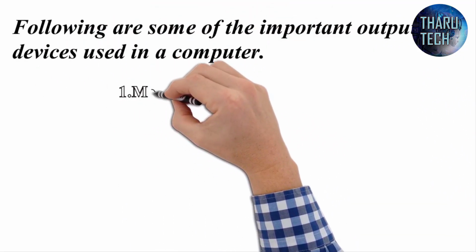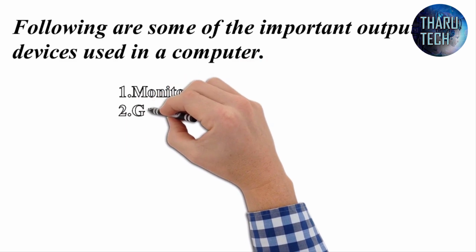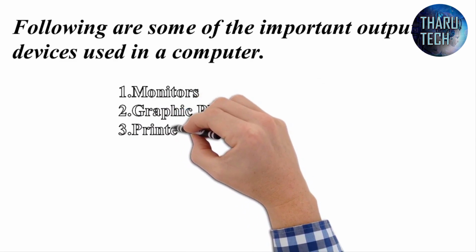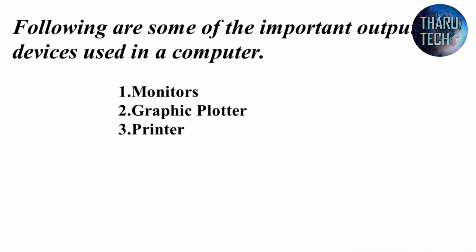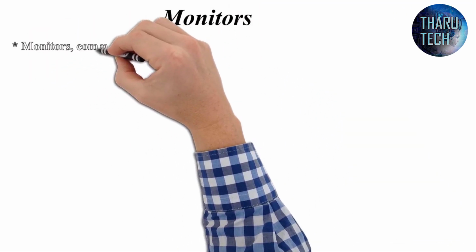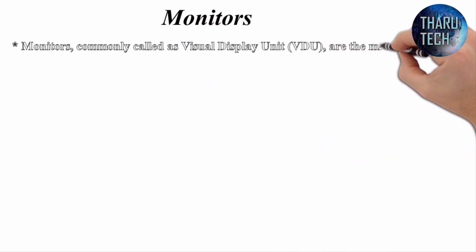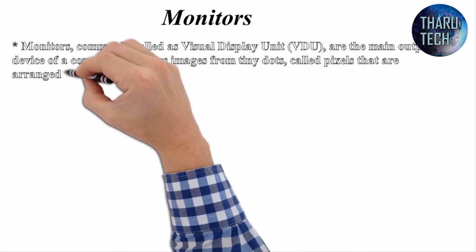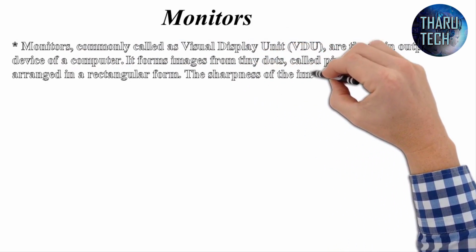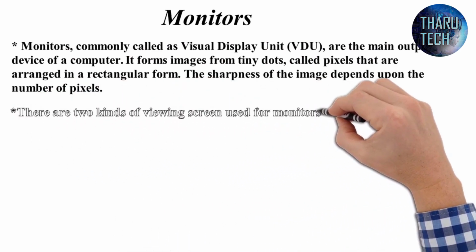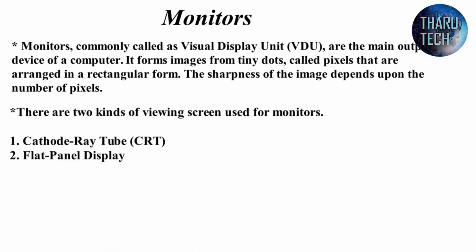Following are some of the important output devices used in a computer: Monitors, Graphic plotter, Printer. Monitors, commonly called Visual Display Unit, VDU, are the main output device of a computer. It forms images from tiny dots, called pixels, that are arranged in a rectangular form. The sharpness of the image depends upon the number of pixels. There are two kinds of viewing screen used for monitors: Cathode-Ray Tube, CRT, and Flat panel display.